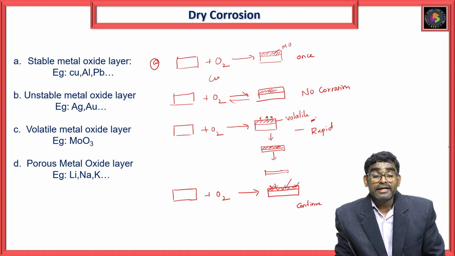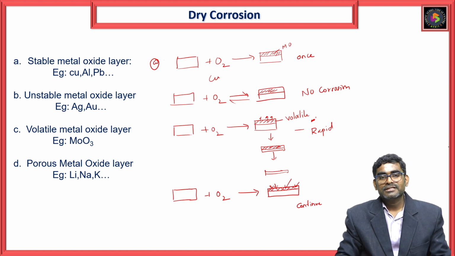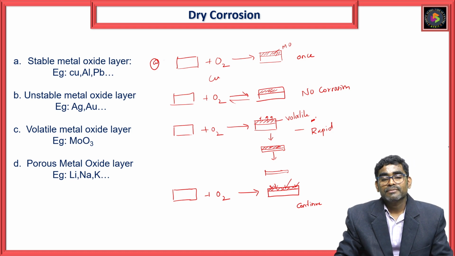Okay, so the nature of the metal oxide layer which forms decides the extent of corrosion during dry corrosion. This dry corrosion we also call chemical corrosion. Why are we calling it chemical corrosion? Because here the corrosion takes place due to chemical action only. That is the reason this corrosion is called dry or chemical corrosion. Then what is the mechanism involved during this dry or chemical corrosion? The mechanism involved is oxidation. So we also call it oxidation corrosion.